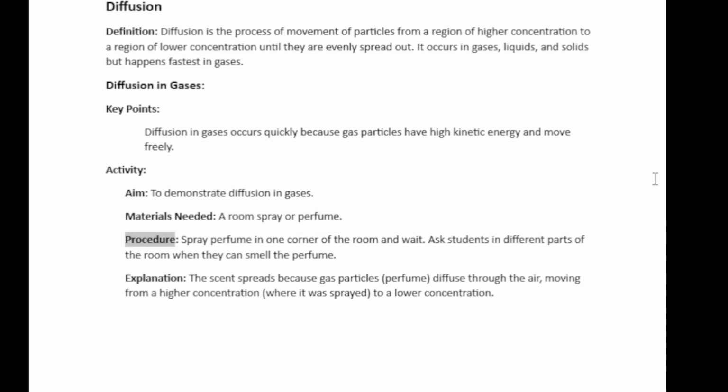Procedure: spray perfume in one corner of the room and wait. Ask students in different parts of the room when they can smell the perfume. Explanation: the scent spreads because gas particles, perfume, diffuse through the air, moving from a higher concentration, where it was sprayed, to a lower concentration.